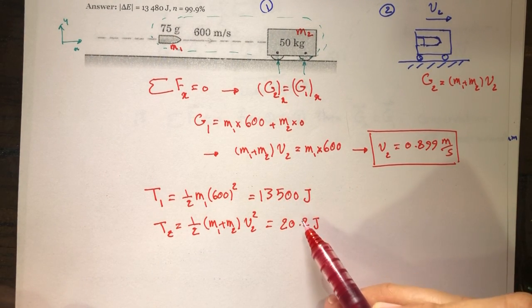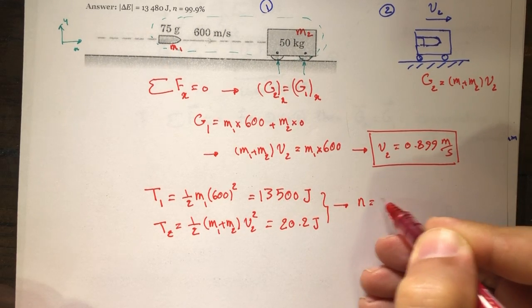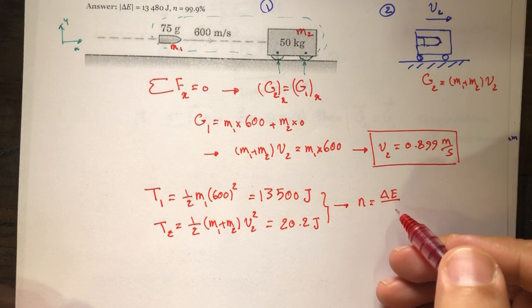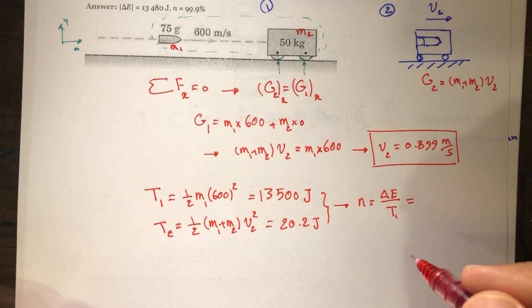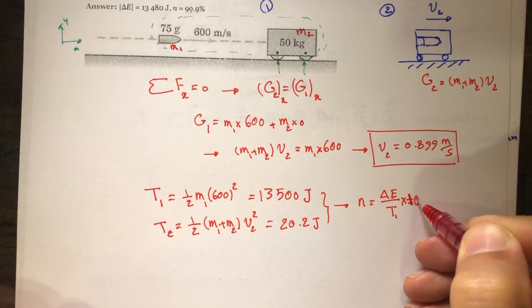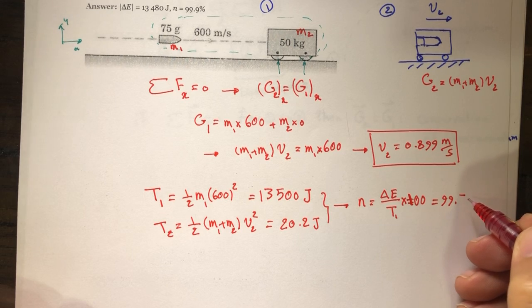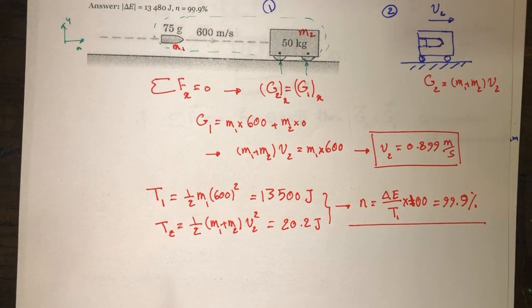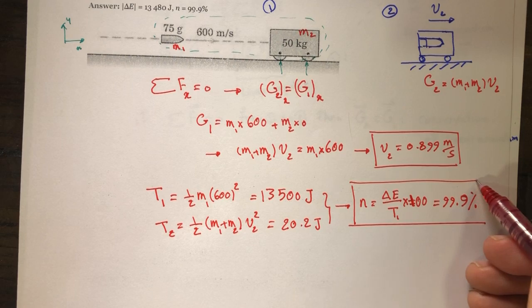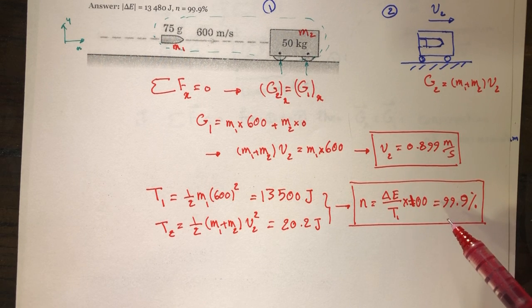And you see the kinetic energy decreases a lot. So the change in energy divided by the initial energy, or T1, there is no potential energy here, multiplied by 100 to make it a percent, is going to be equal to 99.9%. So the kinetic energy is going to decrease by 99.9%, which is a huge energy loss. So the point here is that conservation of linear momentum is not equivalent to conservation of energy. They are totally different equations.